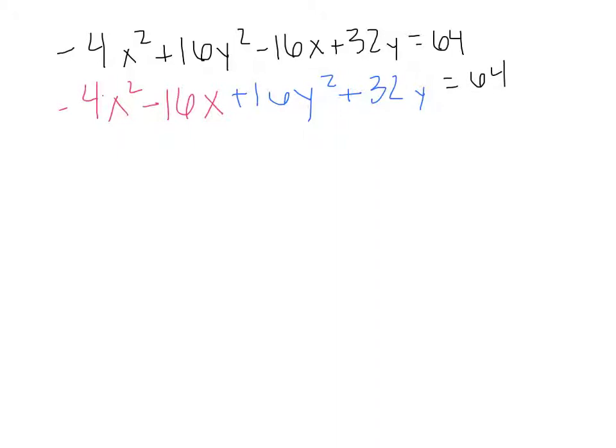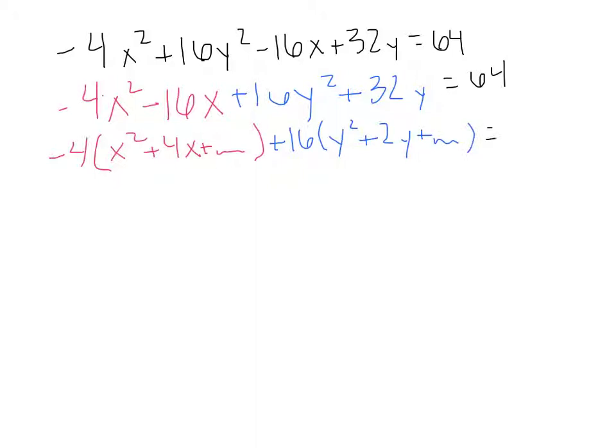Now we're going to have to pull out or factor out a number from both terms. That's okay. So for our x's, we're going to have to factor out negative 4. So we're going to have x squared plus 4x plus something. And for our y's, we're going to have 16 times y squared plus 2y plus something. And on the right-hand side, we're going to have equals 64 plus 2 somethings, because we have 2 somethings on the left-hand side.